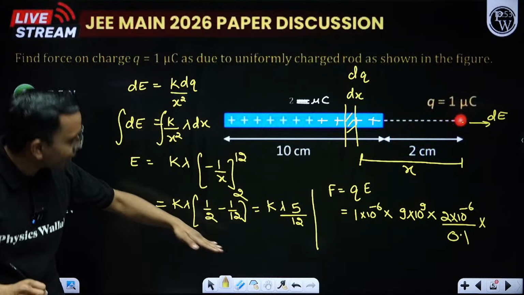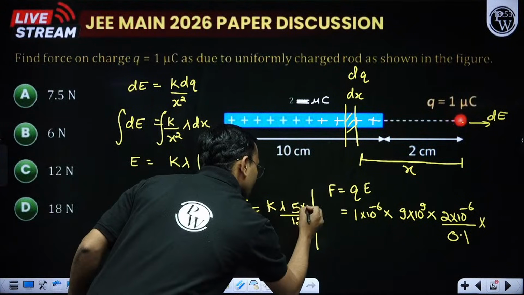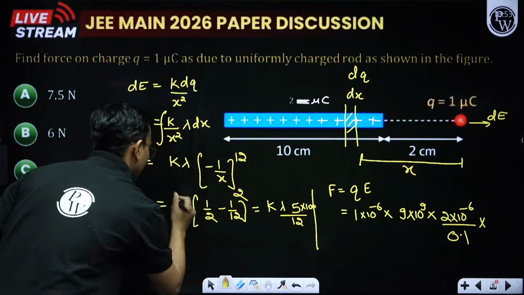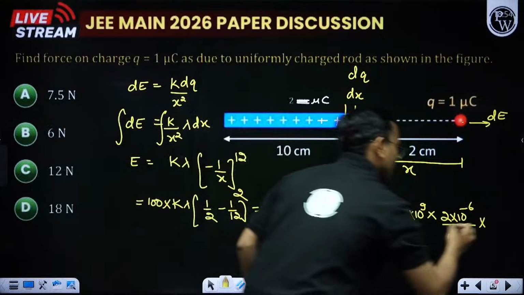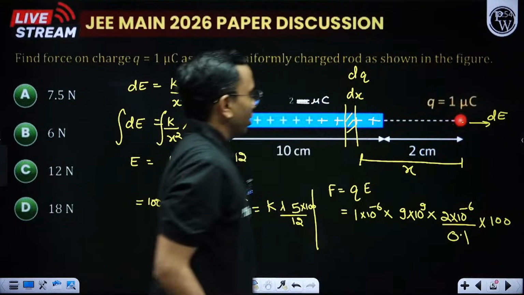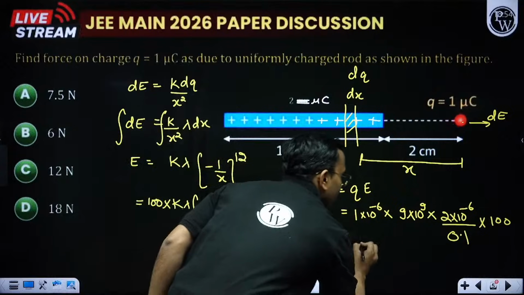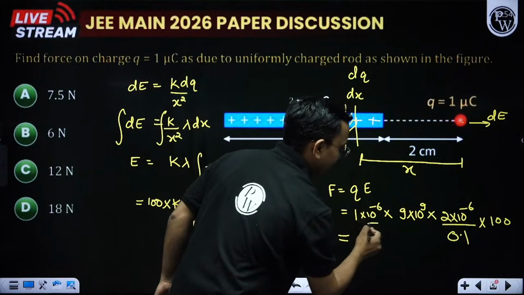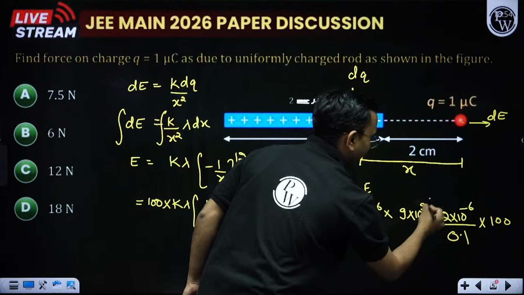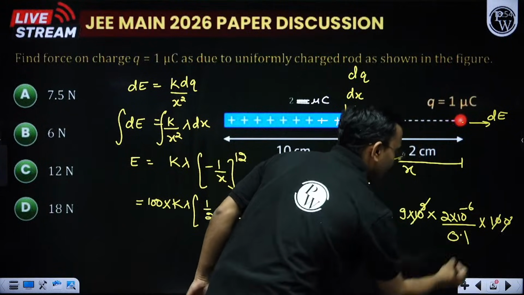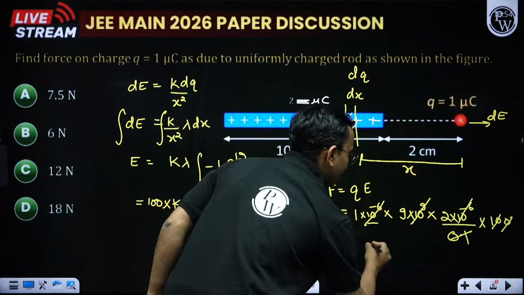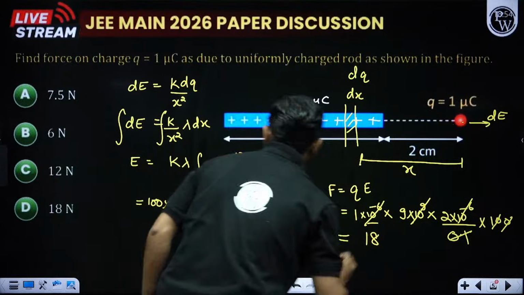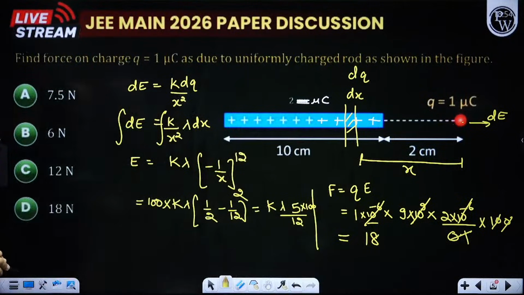We'll divide this by 100, so 100 will go in the numerator. Now this looks fine. 6 and 6, 12. 9 to 11, 112. So these 10 to the powers are getting cancelled. 9 into 2, we are getting 18, which is option D.